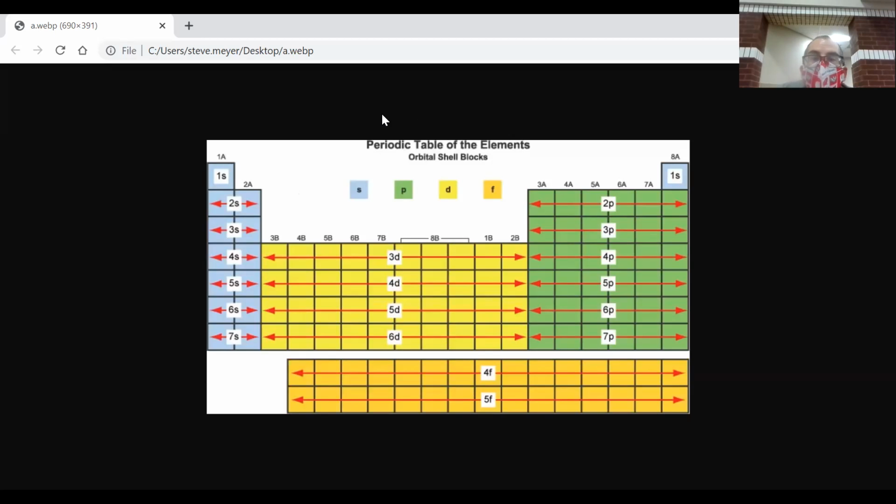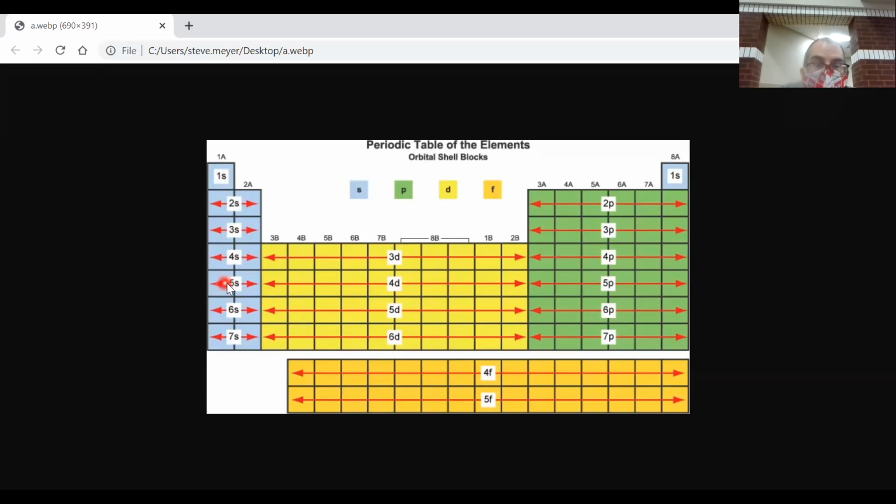So you can go, first shell is 1s2. The next shell is 2s2, 2p6. The third shell is 3s2, 3p6. The next shell is 4s2, 3d10, 4p6. That takes us through shell number 4.